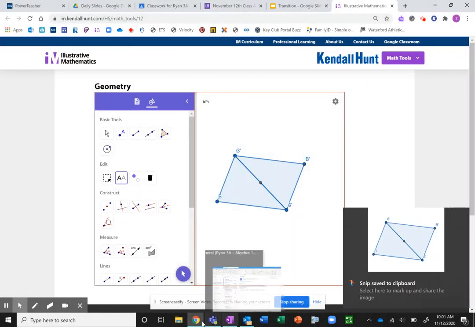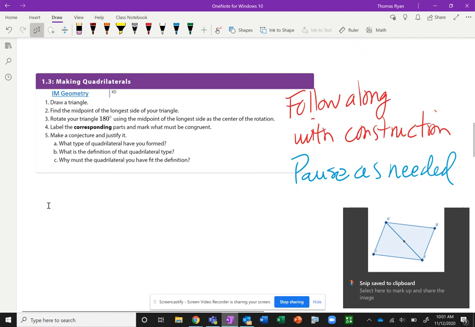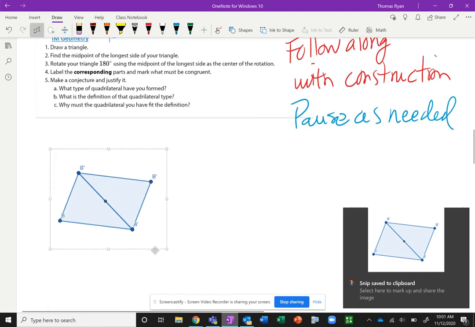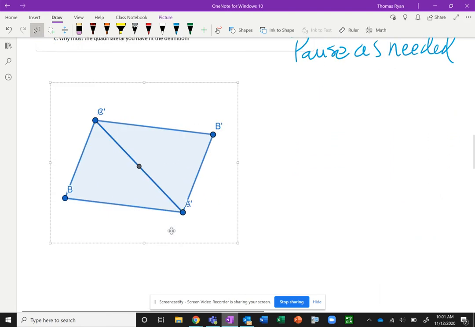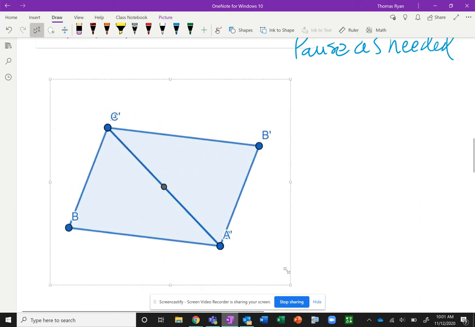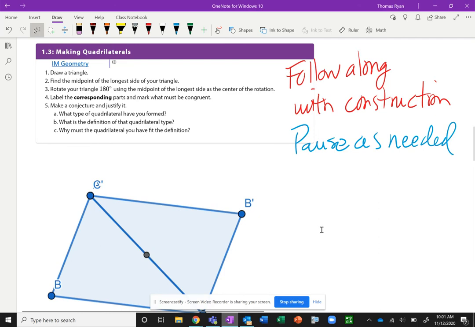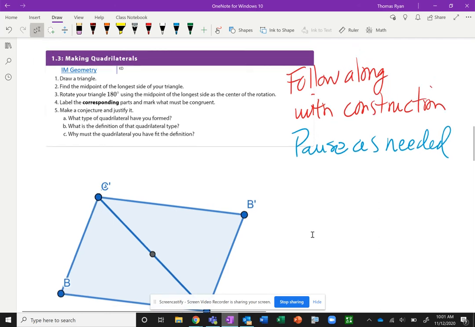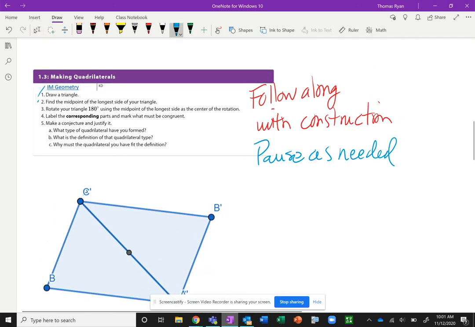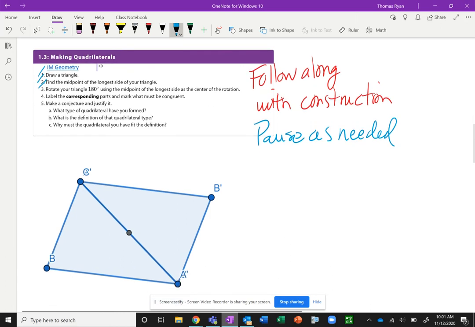So like I said, if you just want to follow along with me here, that's fine, but you should try doing the construction. All right, we're going to make this big so we can see everything we need to see. Okay, so we made everything. We did step 1, 2, 3. Check, check, check. It says label the corresponding parts and mark what must be congruent.